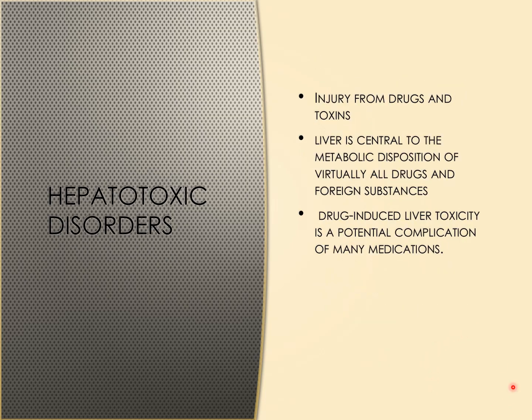So then we'll talk about some of the hepatotoxic disorders, or things that can cause toxicity to the liver. One major cause is injury from drugs and toxins. The liver is central to the metabolic disposition of essentially all drugs and all foreign substances. The liver is receiving all of this blood from places like the GI tract and other portions of the circulation like the spleen. And so it is constantly washed in all of the toxins and drugs and things that we take. So it is highly sensitive to metabolic damage from these things circulating through it.